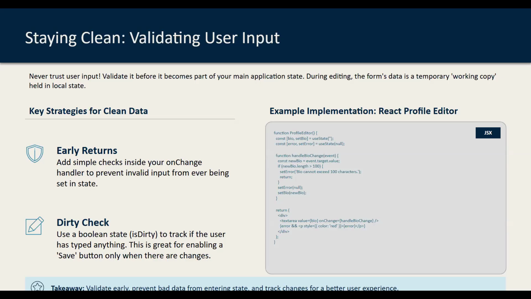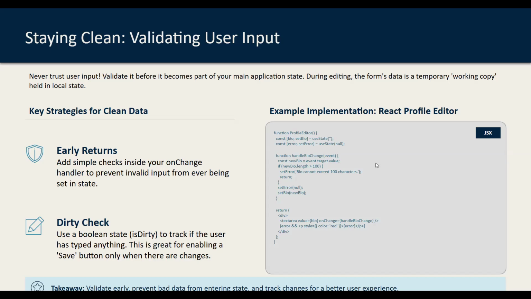If the bio, and we have also set a limit of like 100 characters. So if the bio is longer than 100 characters, it sets an error message and returns early. Because of that return, the invalid value never gets saved into the bio state. And then if the value is valid, the error is cleared and the bio state is updated normally.